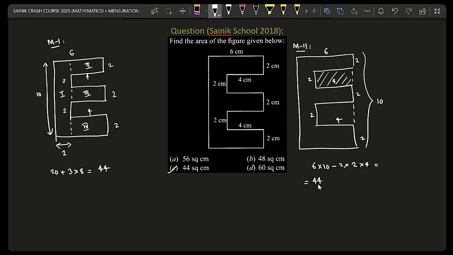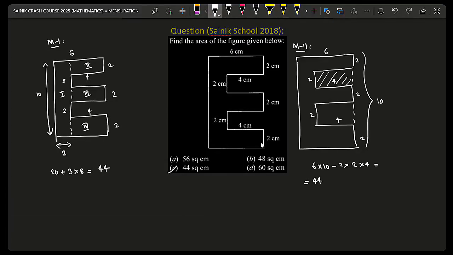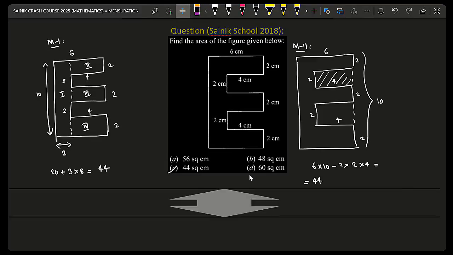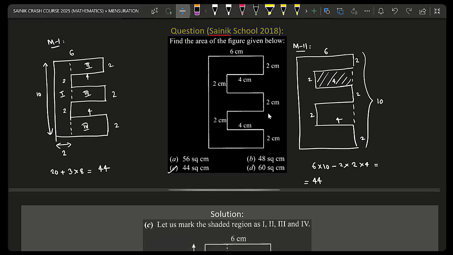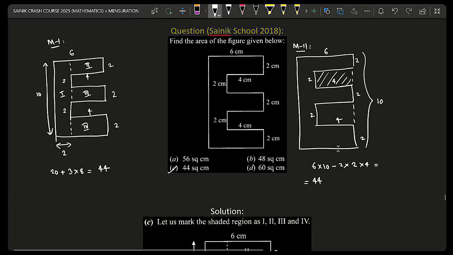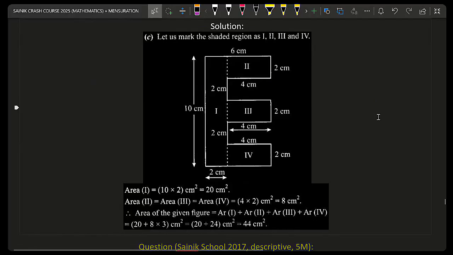Okay, Pranay, do it now. So we got this answer. After dividing the region like this and adding all of them, we got 44.